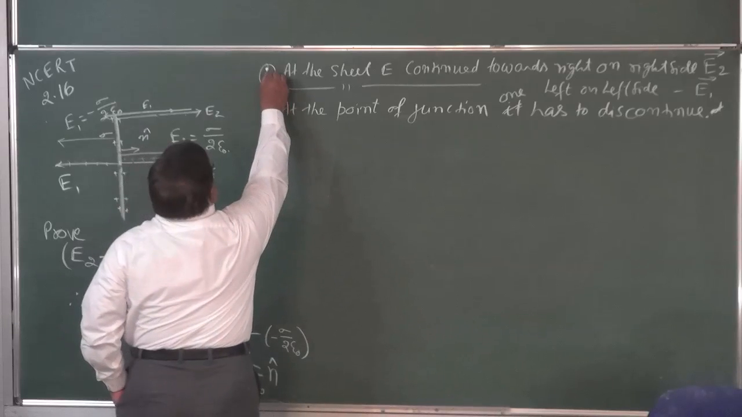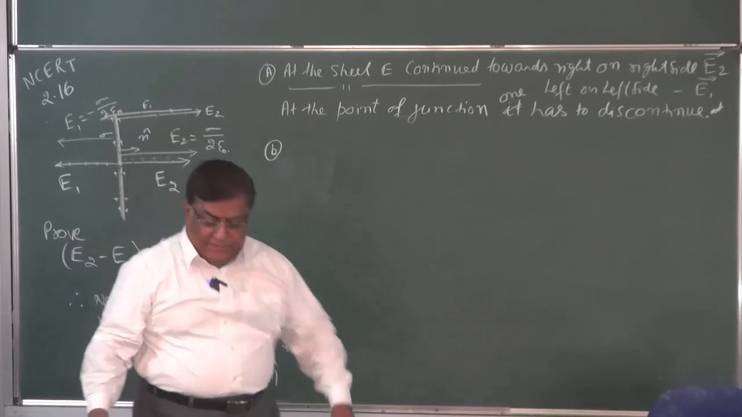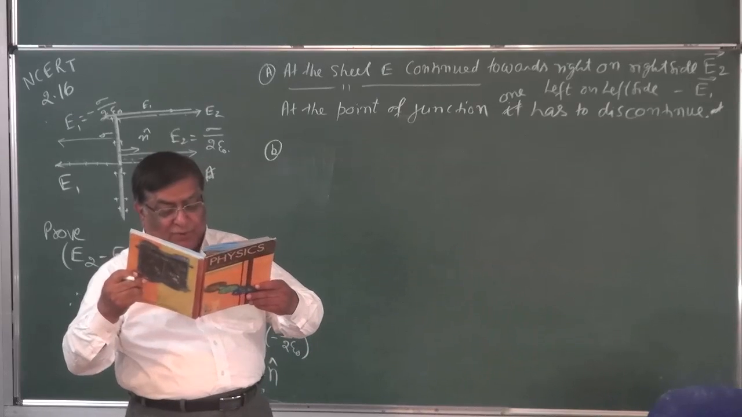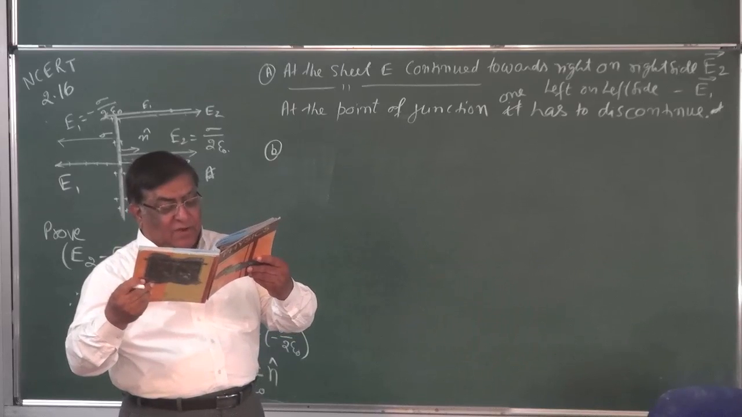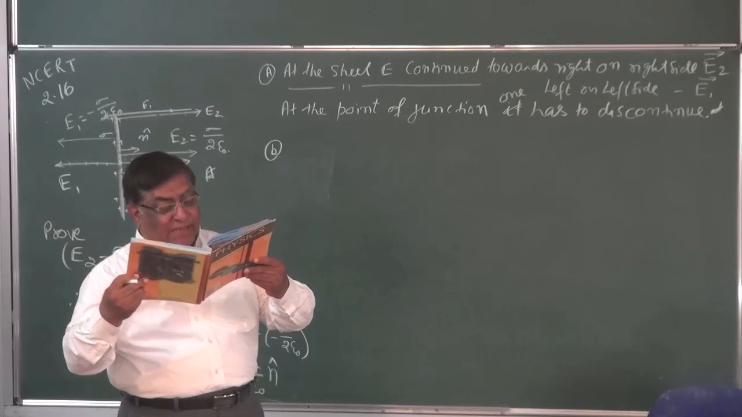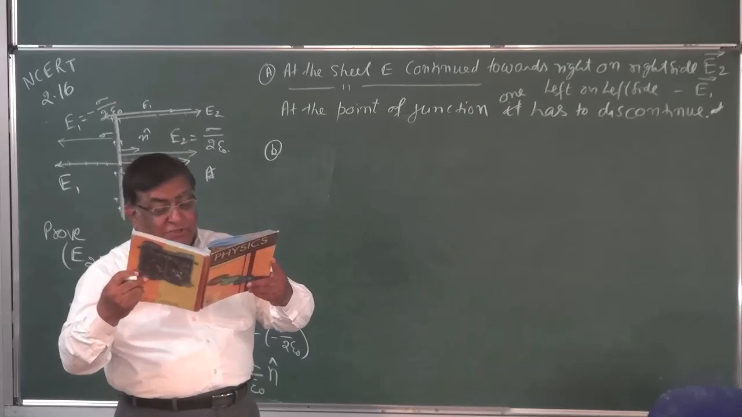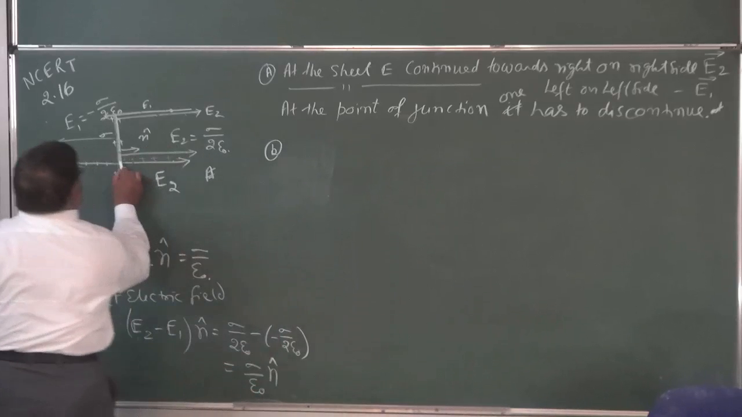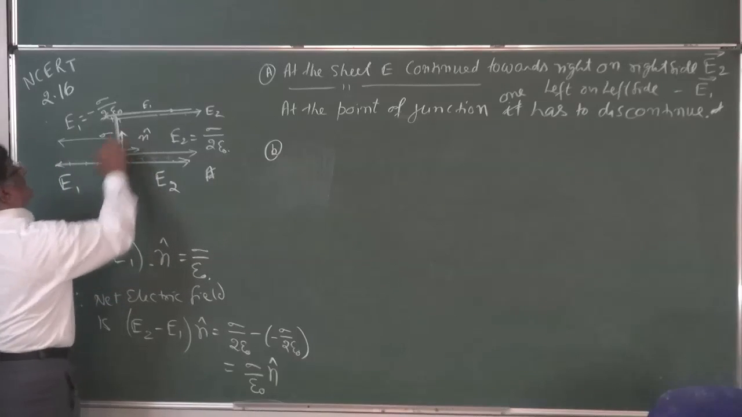Okay, now its second part. In the second part, it is asked, show that the tangential component of the electrostatic field is continuous from one side of a charged surface to another side. Tangential component of the electrostatic field. This is the electrostatic field, this is the perpendicular component, and this is the tangential component.